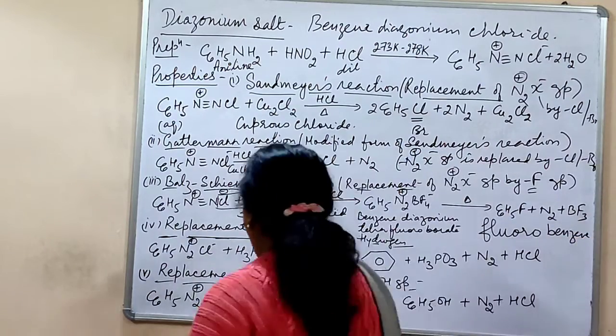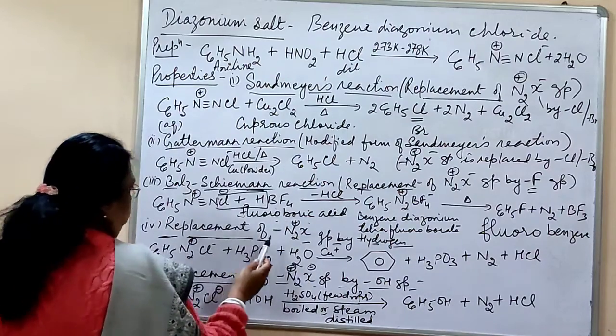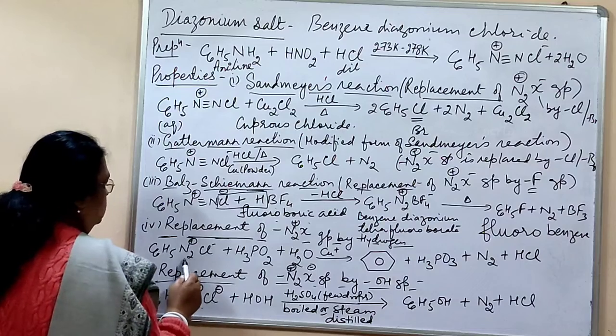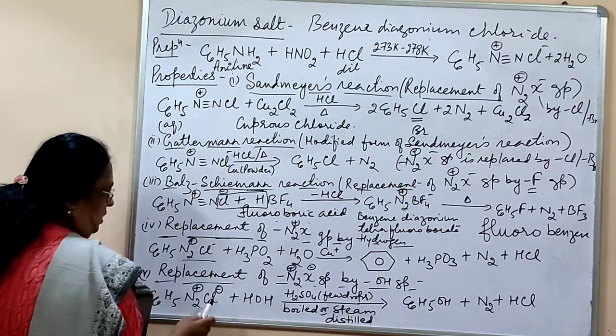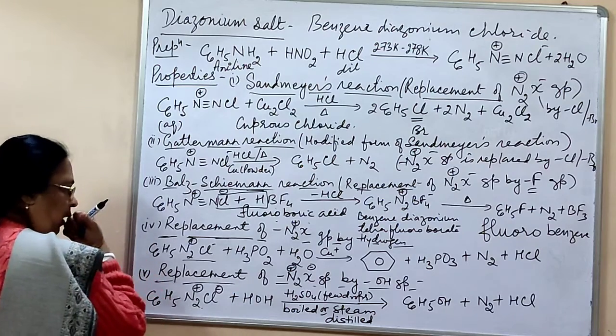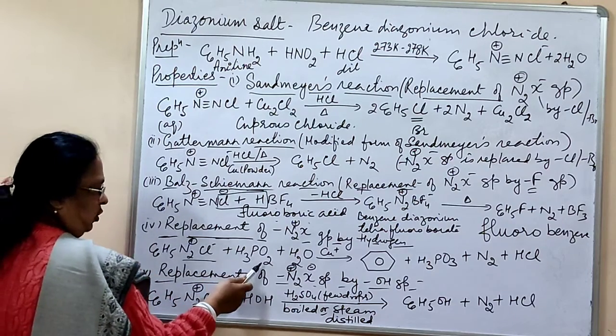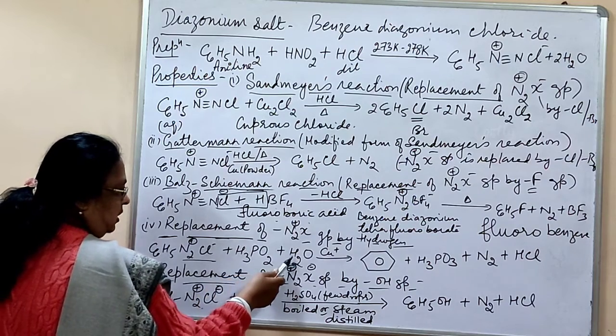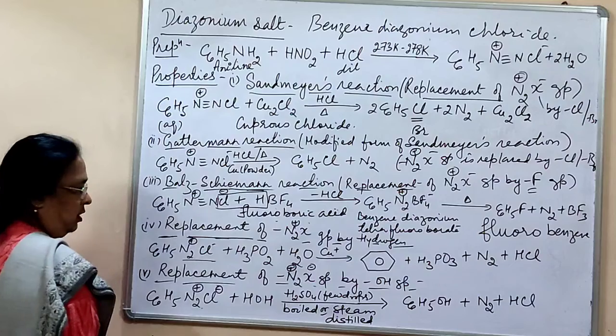Now, next reaction, replacement of N2X group by hydrogen. That is this group by hydrogen. This is hypophosphorous acid, H3PO2. It combines with water, meaning hydrolysis.